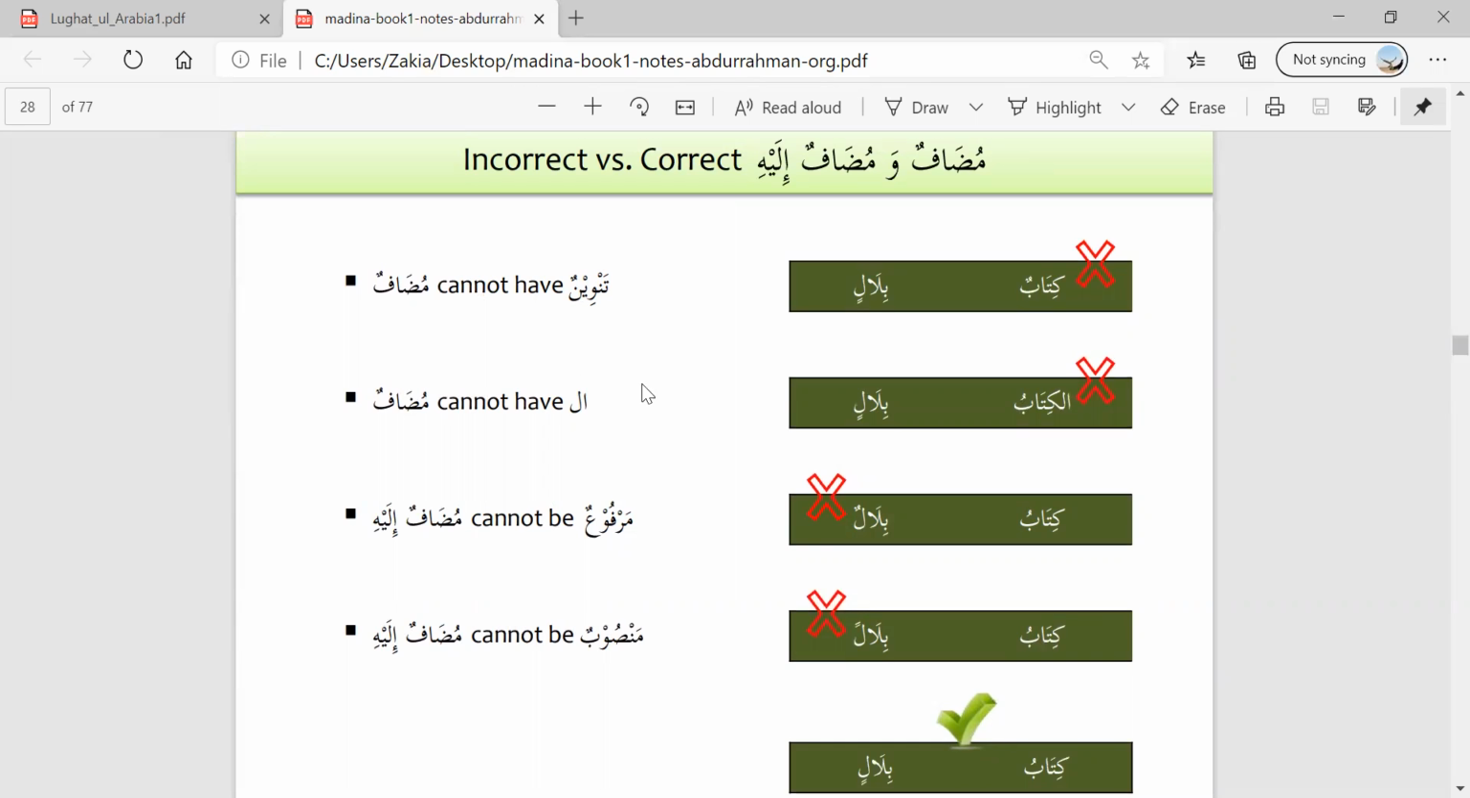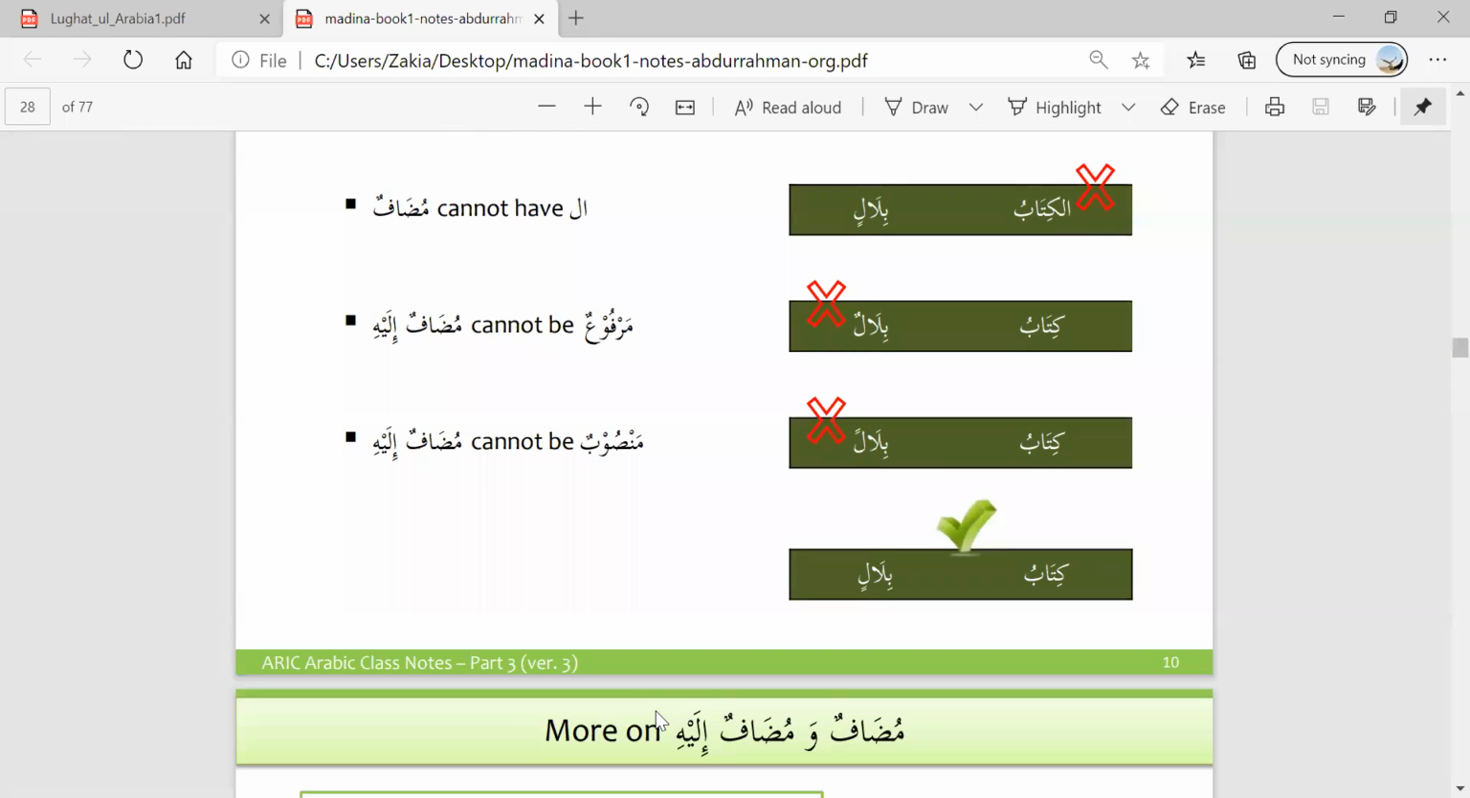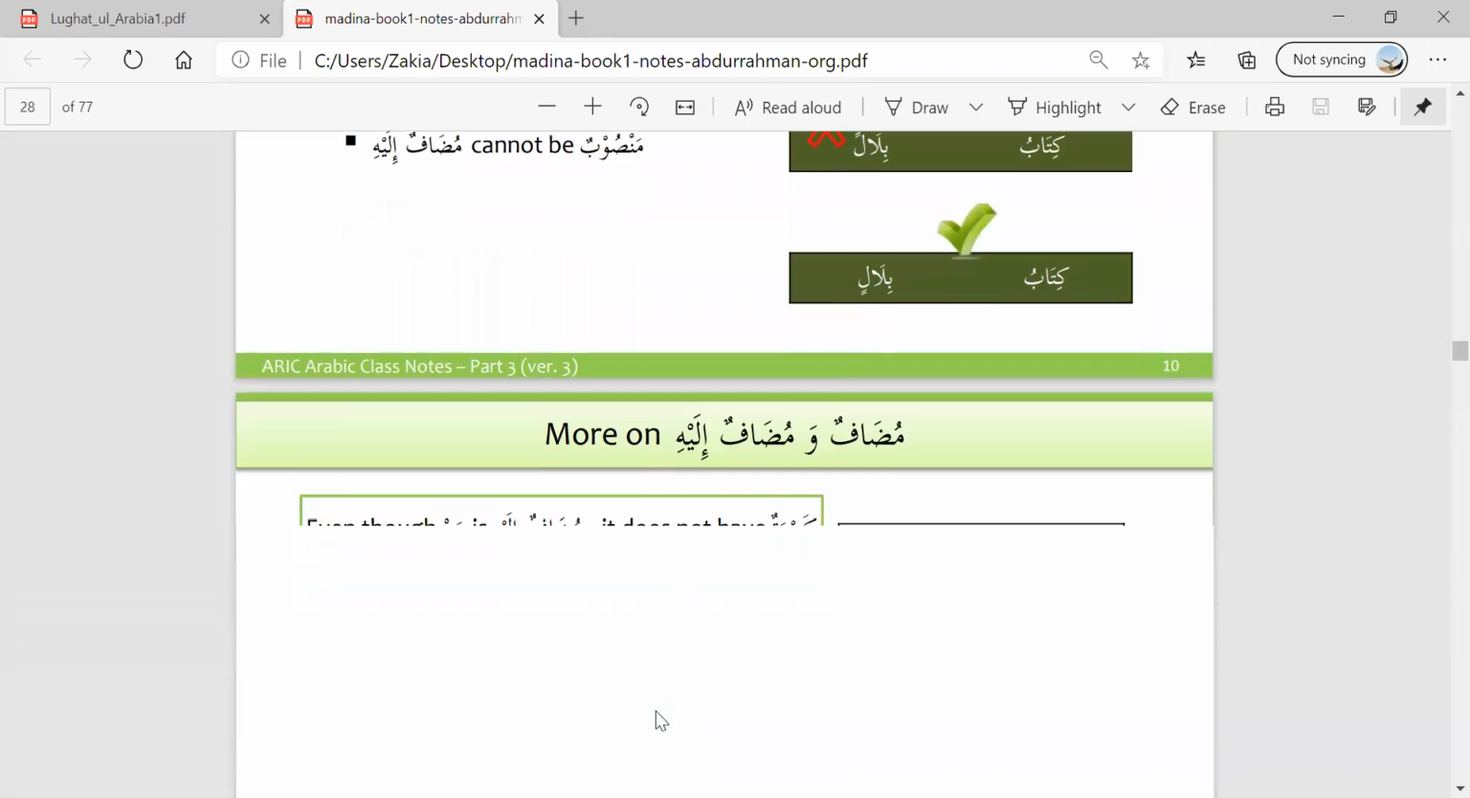It doesn't have a tanween. It doesn't have an al. Therefore, it's correct. The mudaf ilay has a double kasra, a voweling. So mudaf ilay cannot be a marfu or mansub, but it can be a majroor, which means taking a kasra. So that's a really good lesson to understand what is mudaf and mudaf ilay.